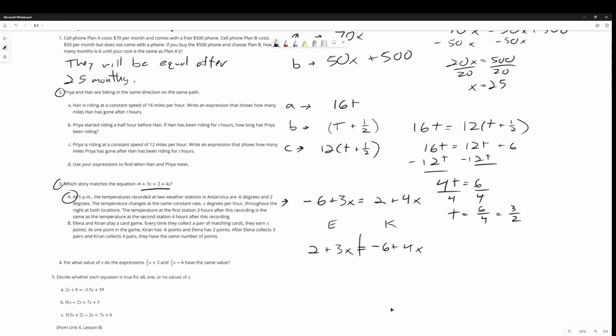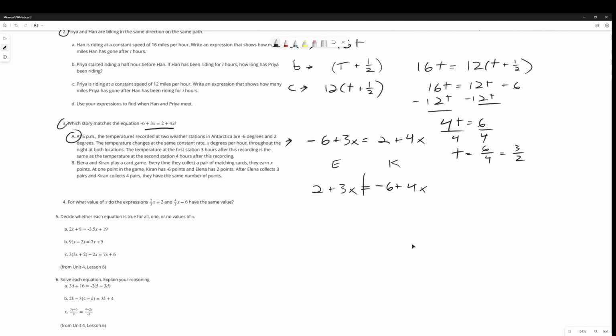Okay, for number 4, it says, for what value of x do these expressions have the same value? So we've got 2/3 x plus 2 and 4/3 x minus 6. So I take 2/3 x plus 2, make that equal to 4/3 x minus 6. And you would solve however you wish to.